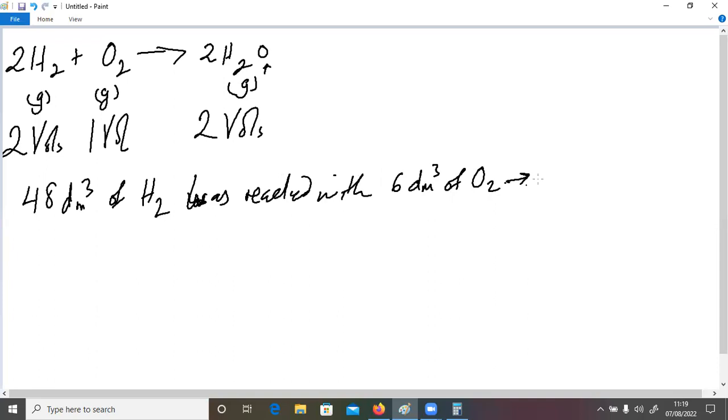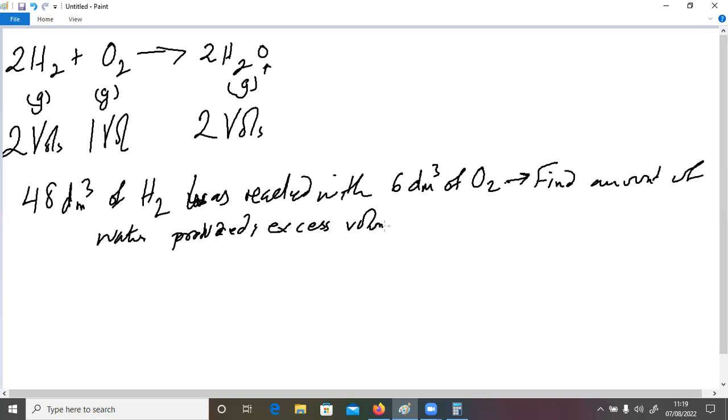Okay, find the amount of water produced plus excess volumes, if any. Suppose we are given 48 dm cubed of hydrogen gas, and it was exploded in 6 dm cubed of oxygen, for example. Find the amount of water that was produced in this reaction and the excess volumes, if any.